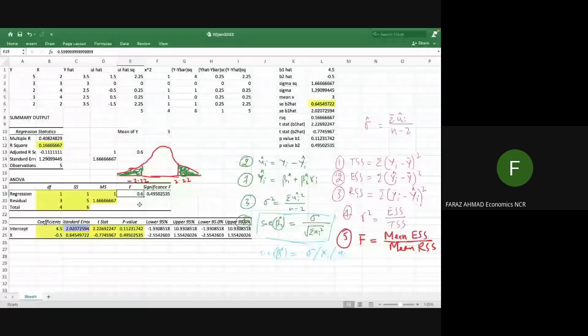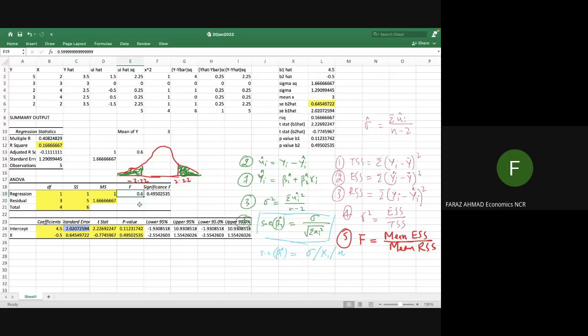Or if you want me to say something not in percentage but in decimals, I'll say that if RSS is 1, then relatively the mean ESS would be 0.6. Of course, 0.6 is 60% of 1. So that's two ways of saying the same thing. So this is your F statistic. I'll turn it yellow again.